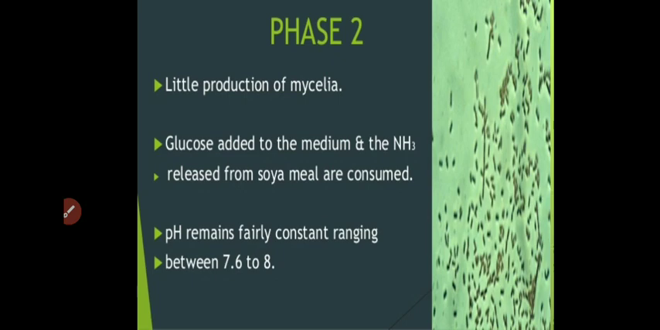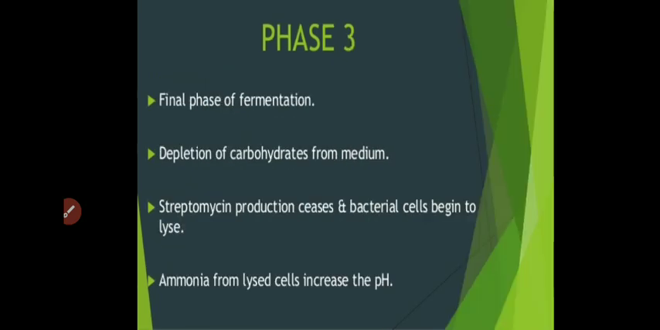In the 7.6 to 8 range, the pH remains constant during phase 2, where mycelium production decreases and the consumption of glucose and soya meal increases with the increased yield of streptomycin. Once phase 2 is completed, the process enters phase 3. This is the final phase of the fermentation process for the production of streptomycin.